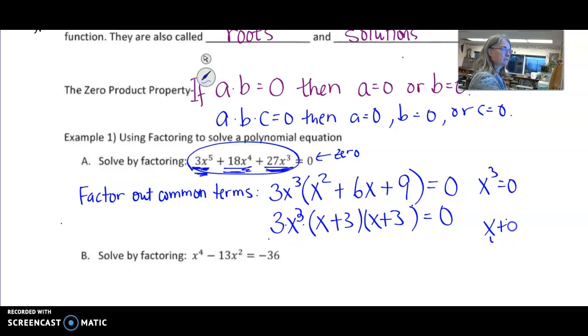And then we have x plus 3, and we need to figure out where that equals 0. And then we have the same exact factor here, a repeated factor. So I don't need to solve that twice. I just need to solve it one time.